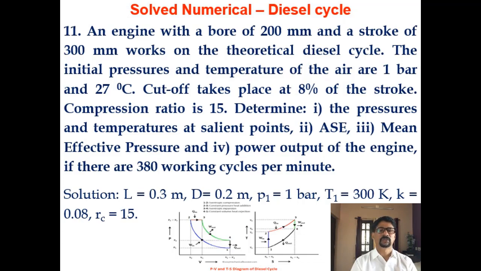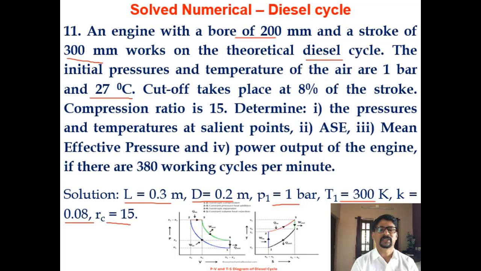Okay, so let us try to analyze this problem. An engine with a bore of 200 mm and a stroke of 300 mm. So bore is 0.2 meters, stroke is 0.3 meters. It works on the theoretical diesel cycle. It's very important. The initial pressure and temperature of the air are 1 bar and 27 degrees Celsius. So P1 is 1 bar, T1 is 300 Kelvin, and cutoff takes place at 8% of the stroke. So K is equal to 0.08. Compression ratio Rc is 15.